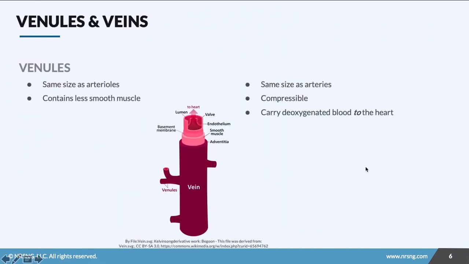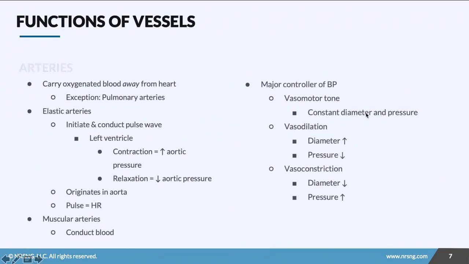Now let's talk about the veins and the venules. Your venules are the same size as arterioles, but they contain less smooth muscle. Your veins are the same size as your arteries, but they're much more compressible, and their job is to carry deoxygenated blood back to the heart. All right, that's a quick overview.